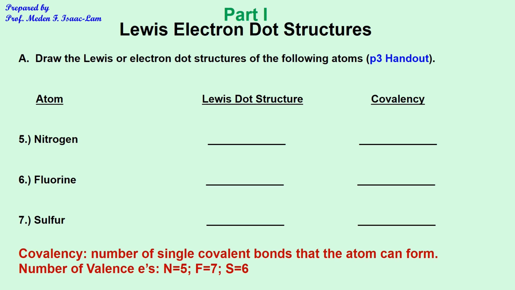Next example will be sulfur. So sulfur, symbol is S. So you are going to write S in that blank under Lewis dot structure. But because sulfur will behave like oxygen, therefore refer back to the previous page or previous slide about oxygen, because sulfur is like oxygen.